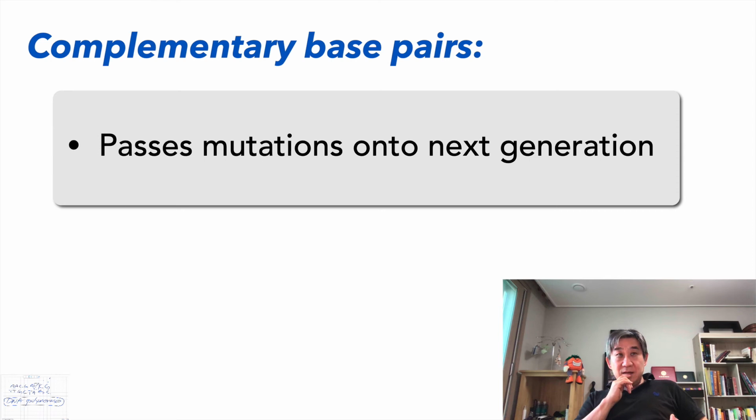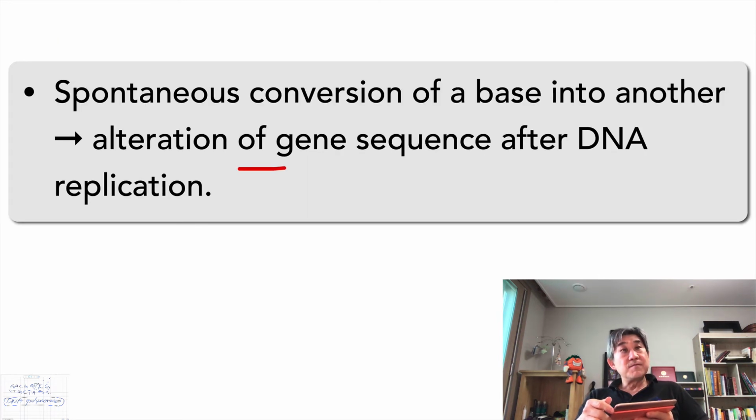Not only this bright side of the fairy tale exists in complementary base pairing, but also, as scientists realized, and it was first realized by Watson and Crick when they came up with the correct structure of the DNA double helix, for which they won the Nobel Prize, it can pass spontaneous mutations onto the next generations.